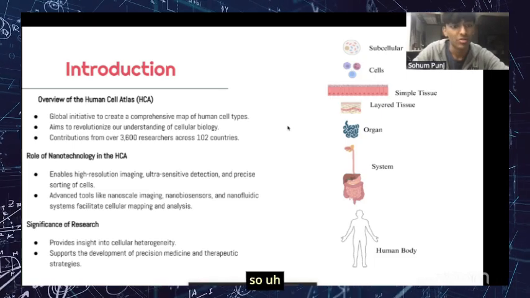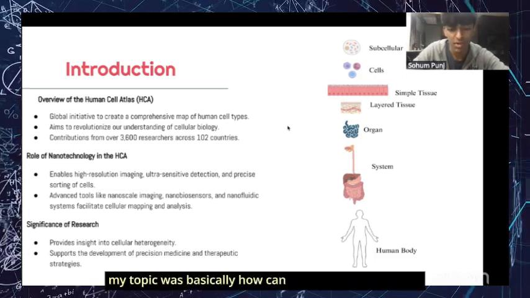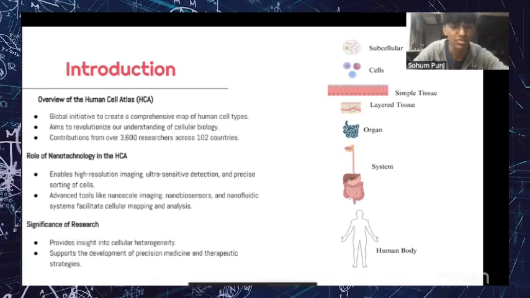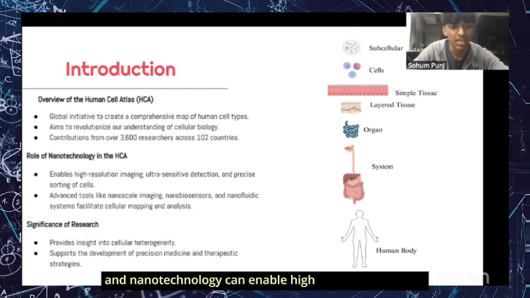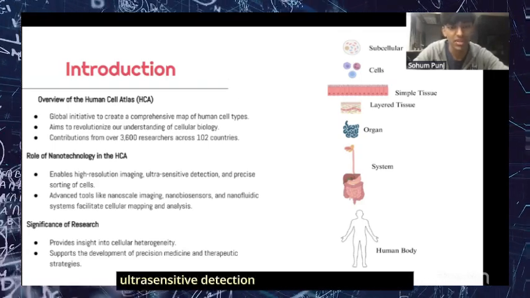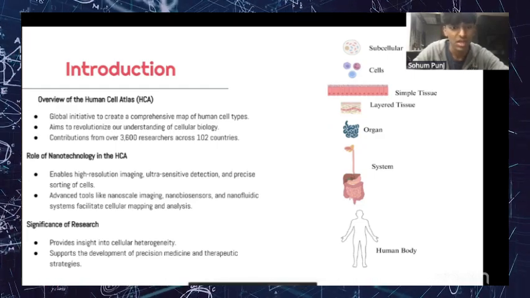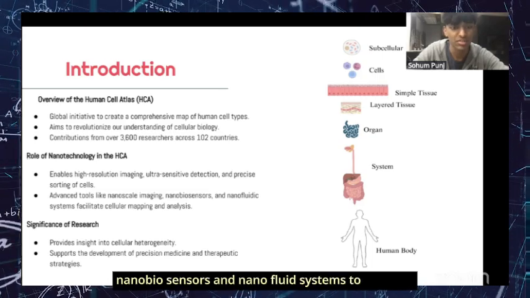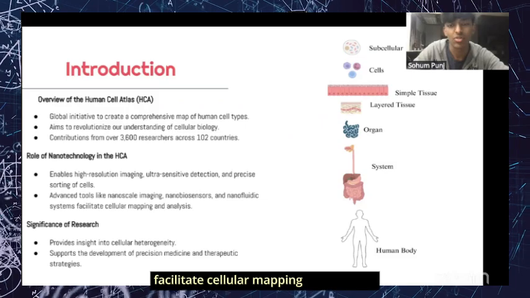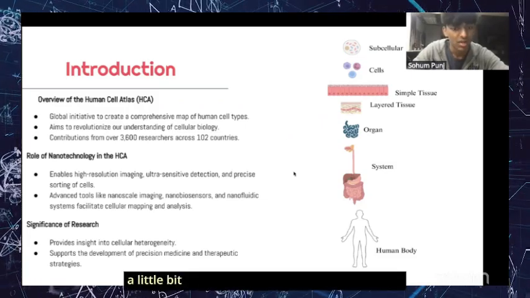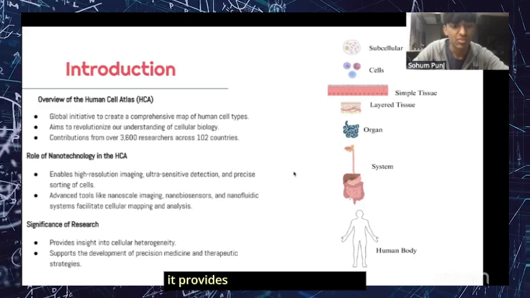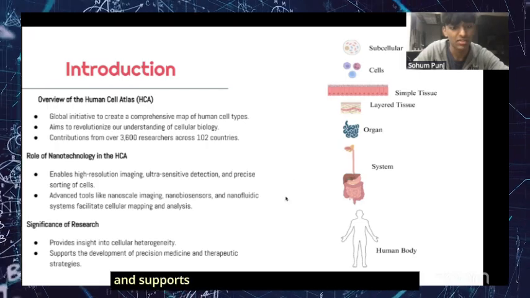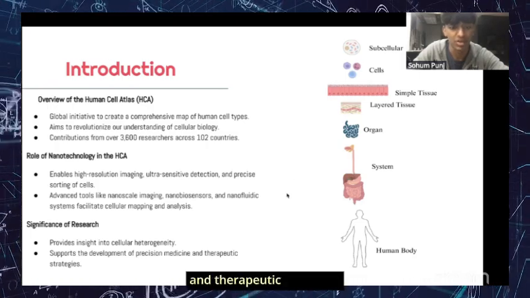So my topic was basically how can I input nanotechnology into the HCA, the Human Cell Atlas. Nanotechnology can enable high-resolution imaging, ultra-sensitive detection, and precise sorting of cells using advanced tools like nanoscale imaging, nanobiosensors, and nanofluidic systems to facilitate cellular mapping and analysis. A little bit of the significance about this research: it provides insight into the cellular heterogeneity in the human body and supports the development of precision medicine and therapeutic strategies.